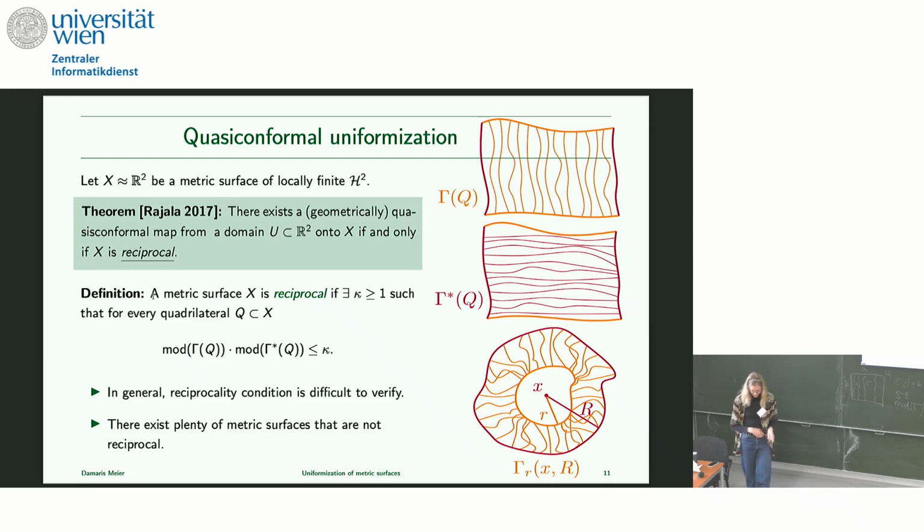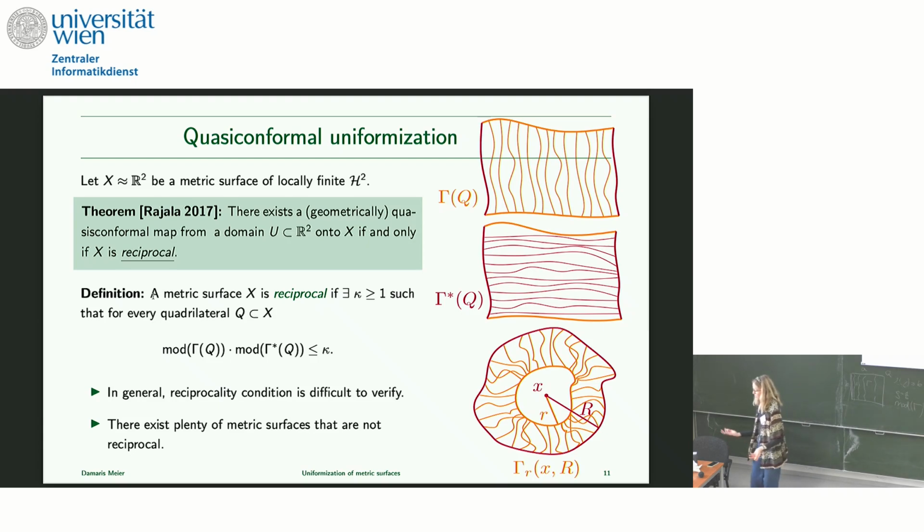So there are somehow two problems. In general, it's very hard to verify this condition. There are a few known conditions that imply reciprocality, but if I give you a metric surface, how do you verify that? It's very complicated. And the second problem is that there exist plenty of metric surfaces that are not reciprocal.